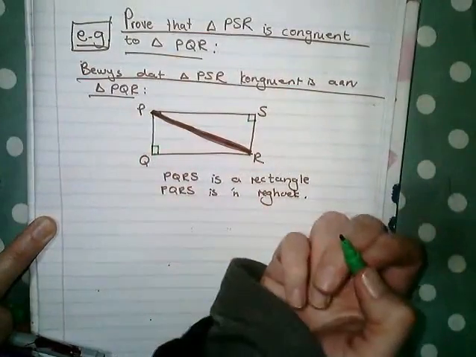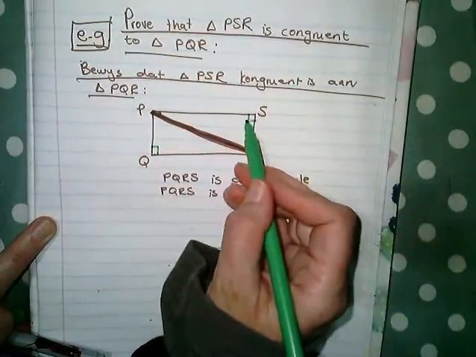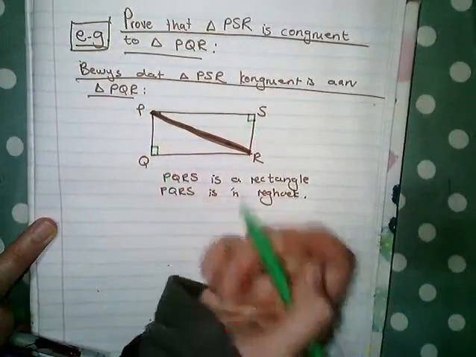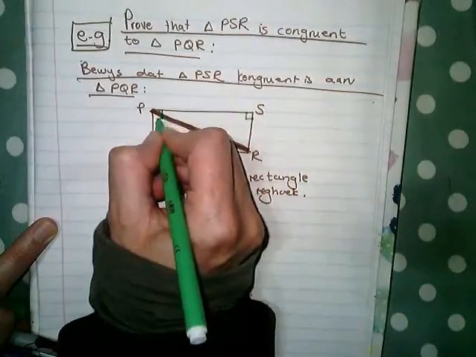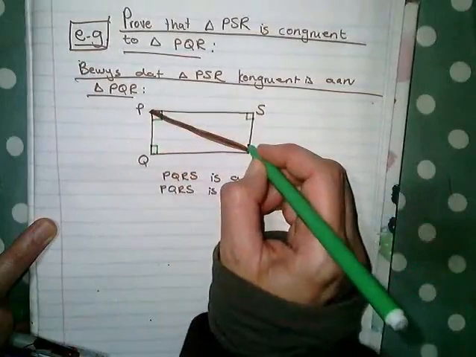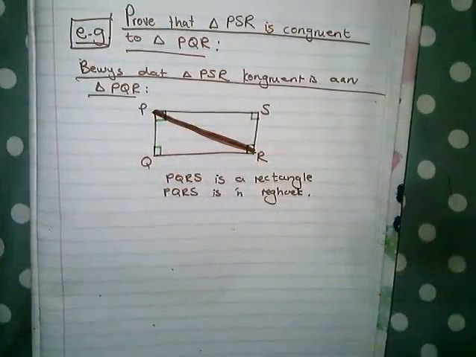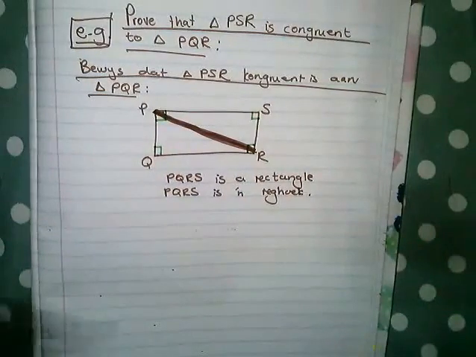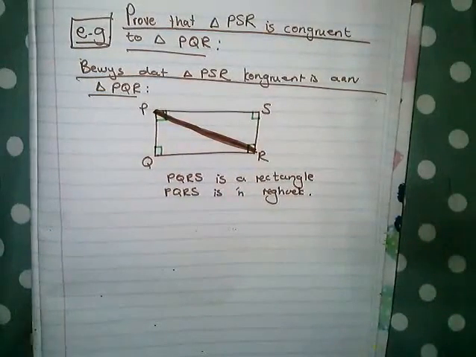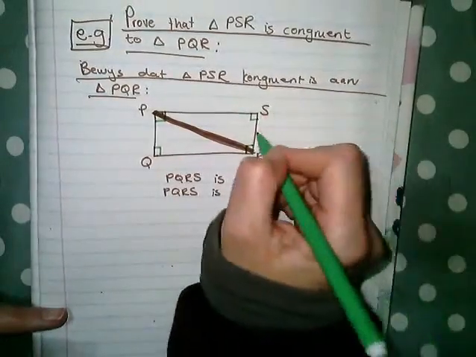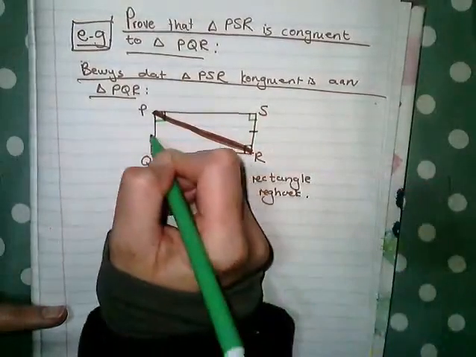Right? So that angle is 90 degrees, that angle is 90 degrees. This whole angle is also 90 degrees, and that whole angle is also 90 degrees. Okay, so that's one thing we already know. Then the second thing we know, if this is a rectangle, is that this side is equal to this side.